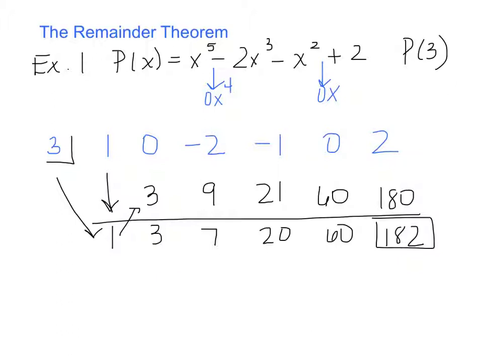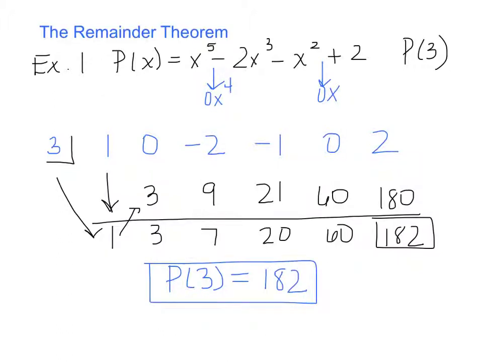So you write your answer as P of 3 equals 182. That means that when you divide that polynomial by x minus 3, your remainder will be 182.